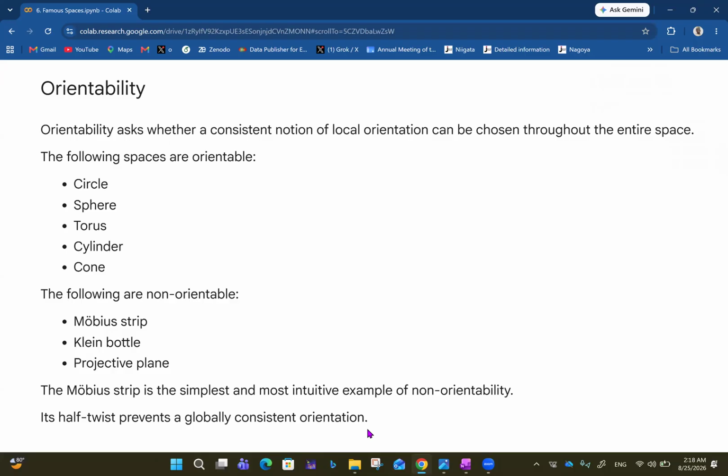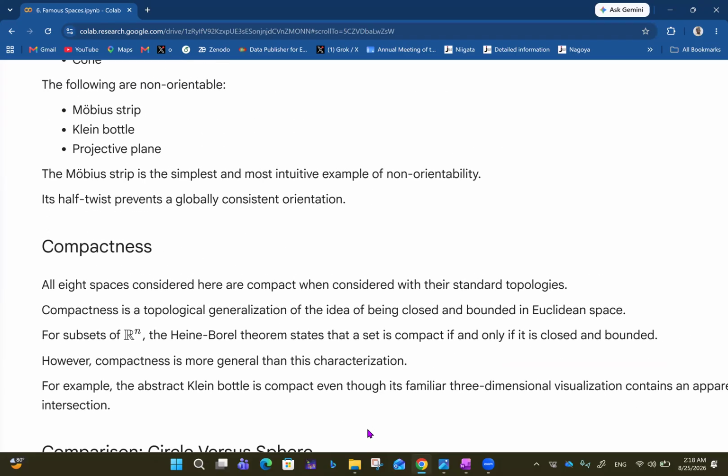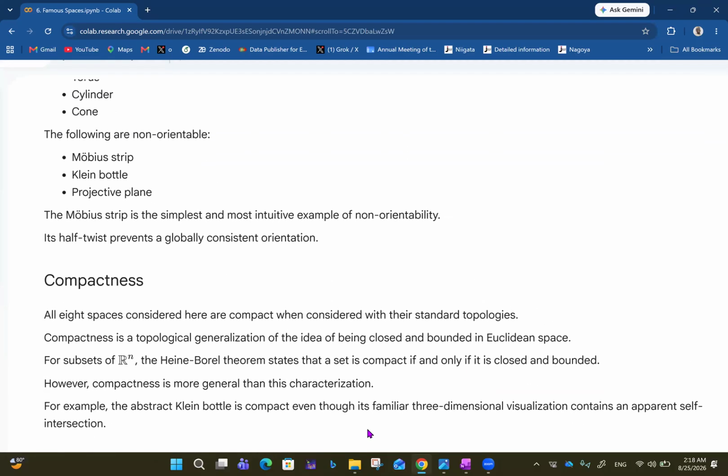But because you now have a flip over and taping kind of thing, then it becomes inconsistent in that way. Then we talk about compactness as another characteristic of topological spaces.